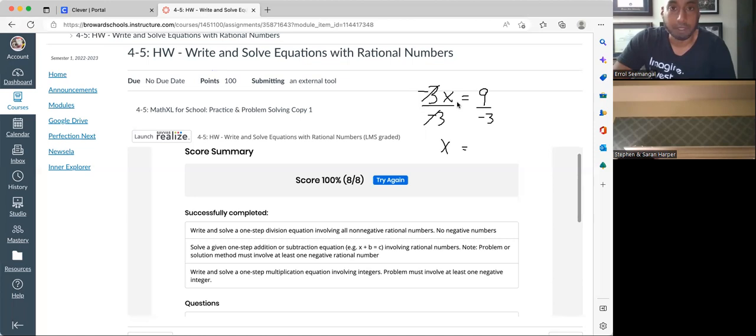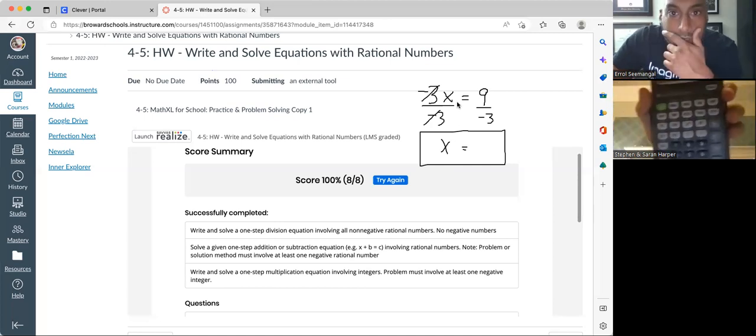9 divided by negative 3 is how much? Wait, where's the negative sign on this thing? It's not the minus sign. You should see a button. Which one is it on here?